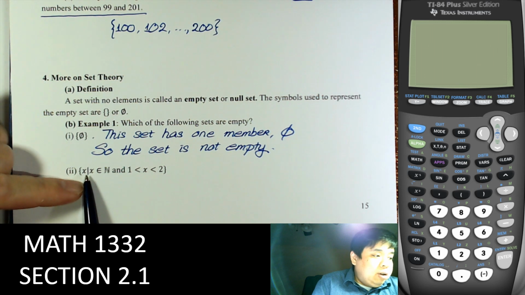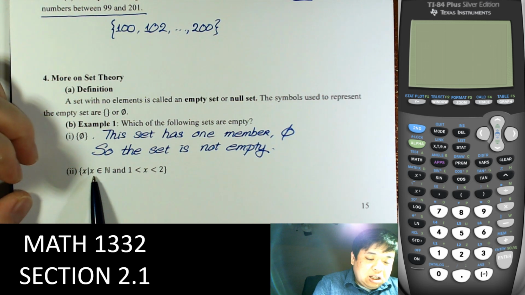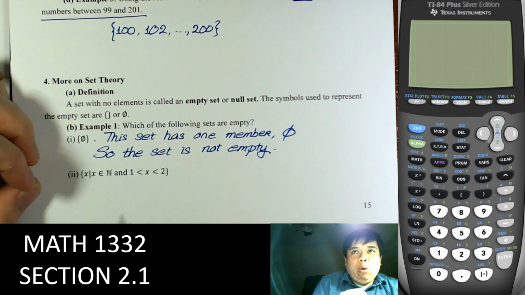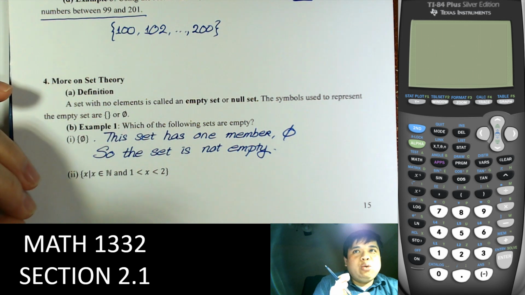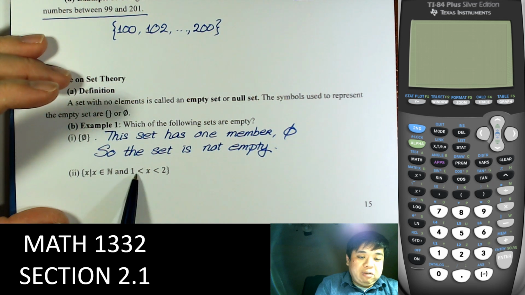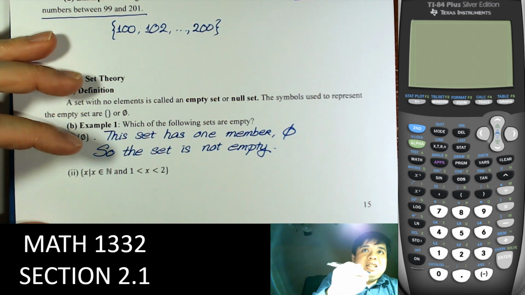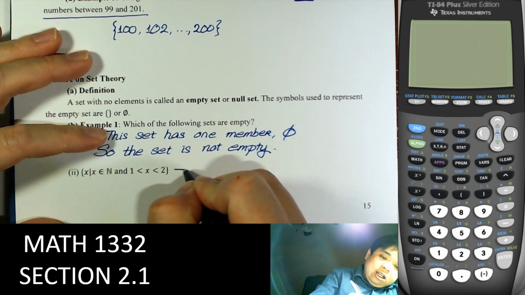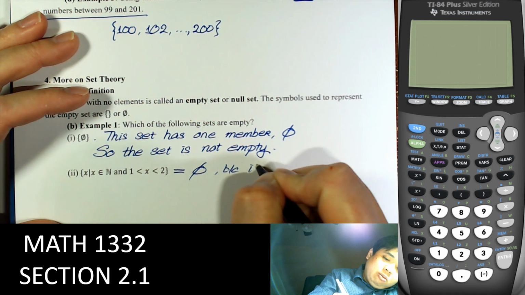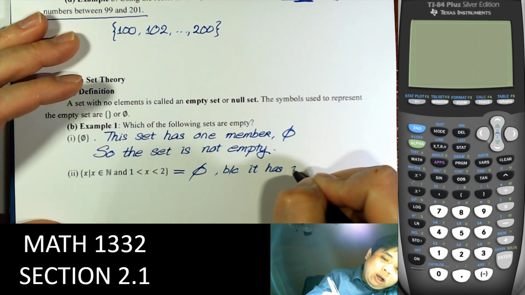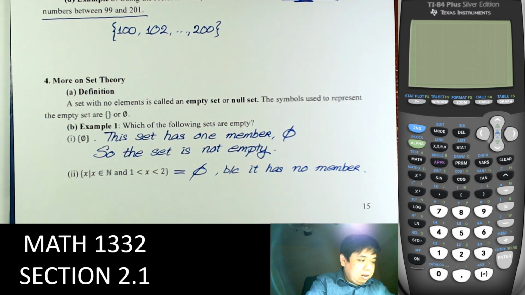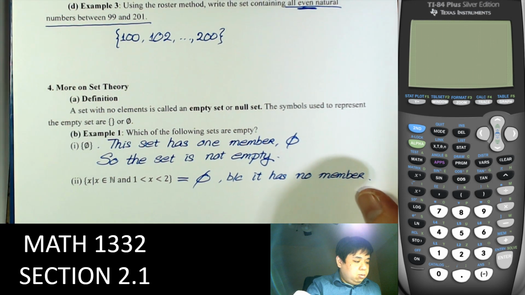Next, write the set of x such that x is a natural number between 1 and 2, not equal to 1, not equal to 2. Well, we know that from 1 to 2, there are no natural numbers fitting between 1 and 2. We have 1, we have 2, but we don't have the equal sign here. So in that case, this set has no member. So this is indeed an empty set because it has no member. It has no element. Just like that.